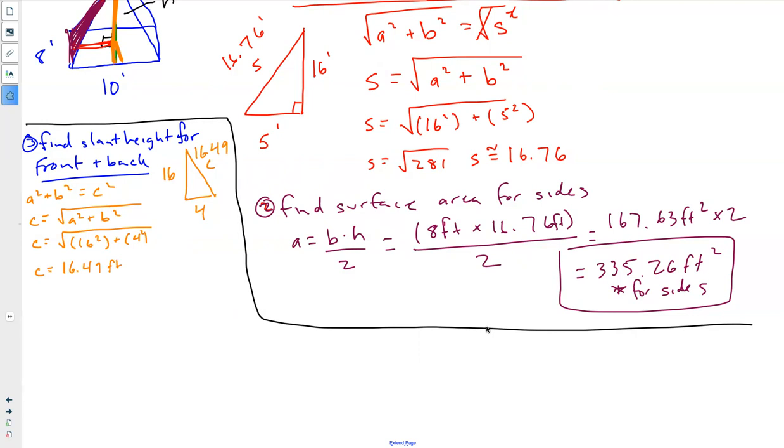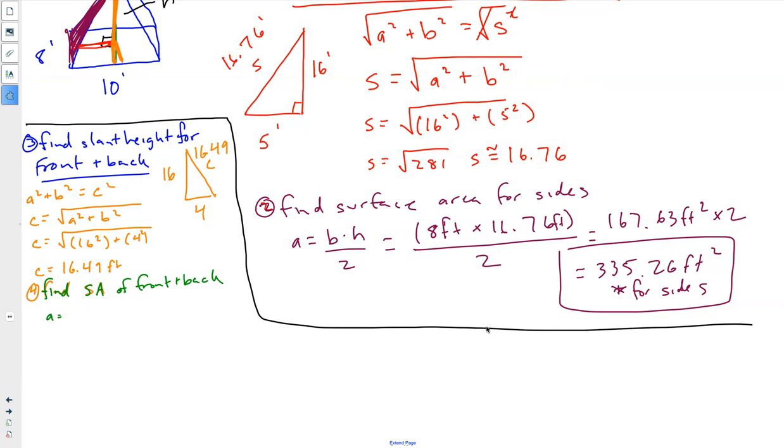Now that I know the slant height, let's find surface area. Find surface area of front and back. A lot of steps here, especially when we don't have a regular polygon as the base. So surface area of the front and back: area is equal to base times height divided by 2.